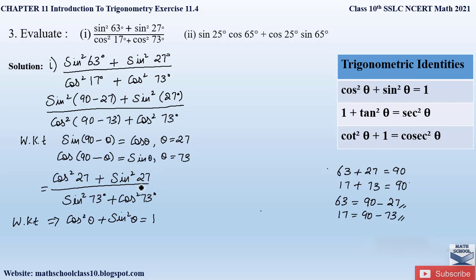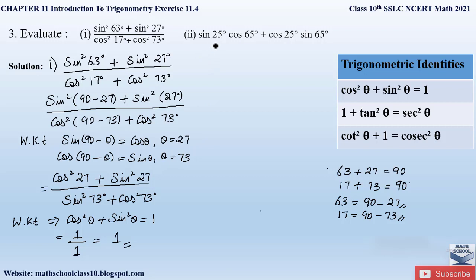So if the theta value is same for sine and cos, then the value will be equal to 1. So therefore cos square 27 degree plus sine square 27 degree will be equal to 1. Similarly, in the denominator, again the theta value is same for both sine and cos. So therefore sine square 73 degree plus cos square 73 degree will be again equal to 1. So 1 by 1 is again equal to 1. So this is the result. So this is how we solve this problem.